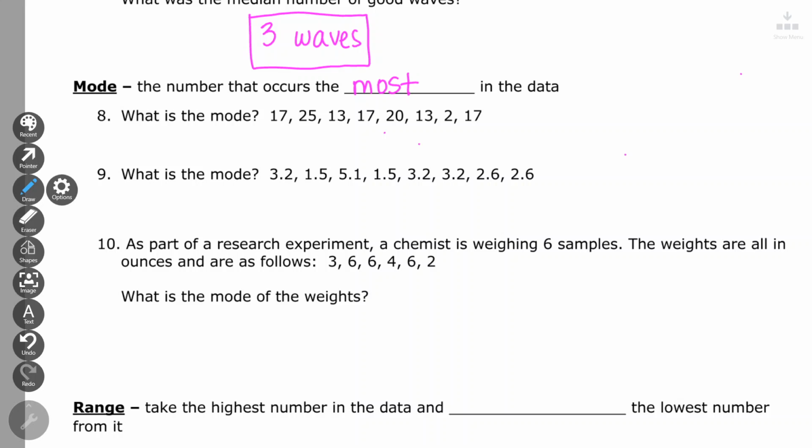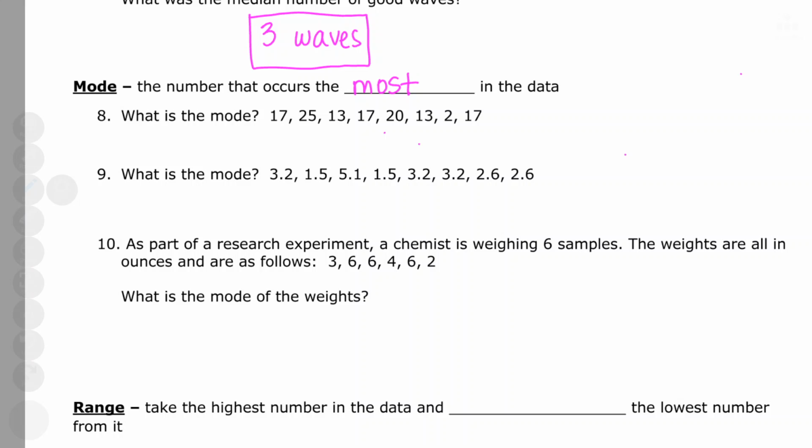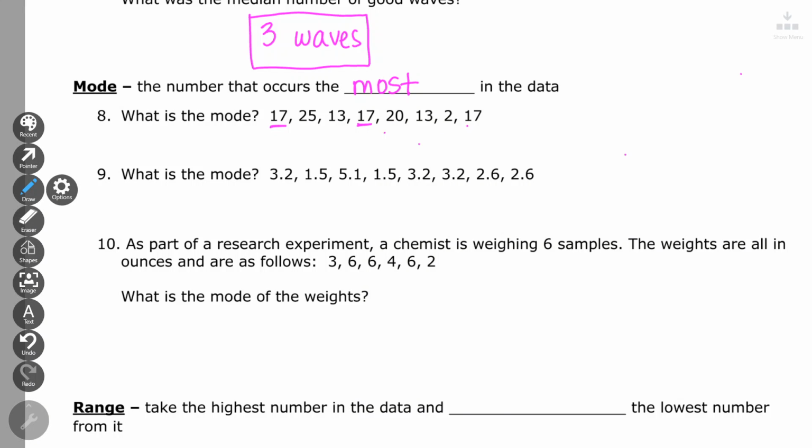What is the mode in number 8 for those set of numbers? All right, the mode is going to be the number that occurs the most. So, what number occurs more than once? Well, let's see. Are there any that occur more than once? Yes, so 17, 17, and 17, that occurs 3 times. 25 only occurs once. 13 occurs more than once, right? And then we have a 20 and a 2. They only occur once. So which number occurs the most? It would be 17.